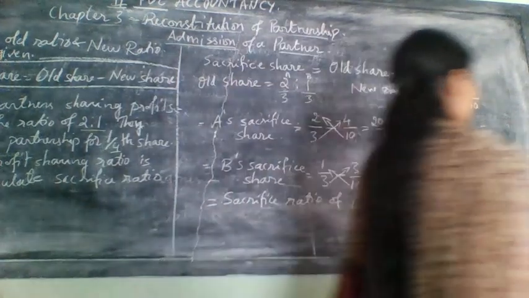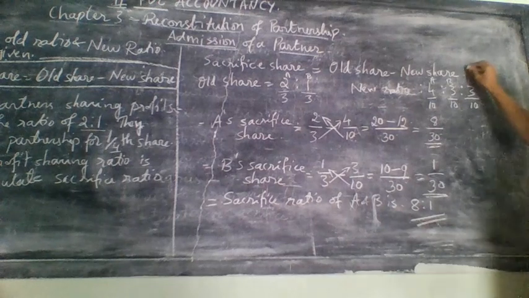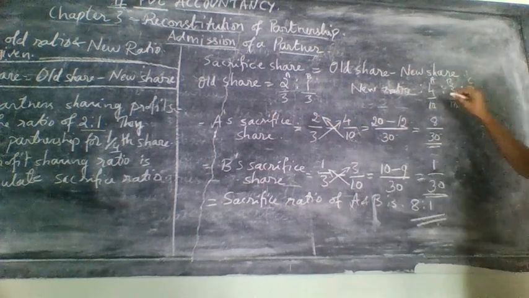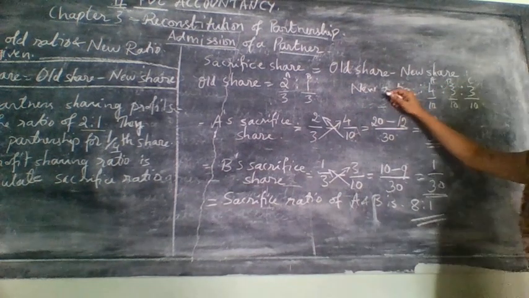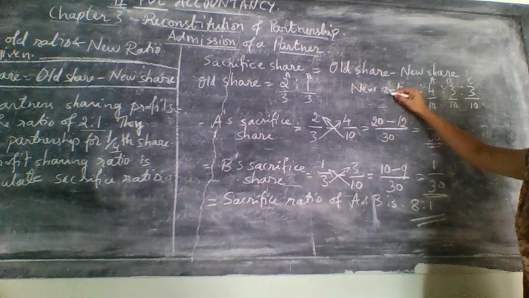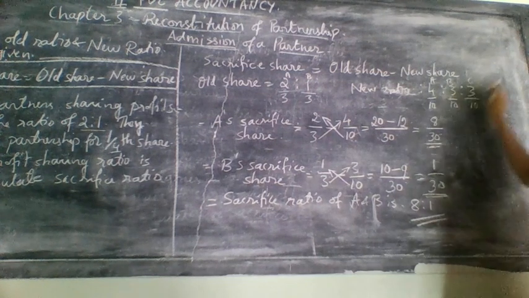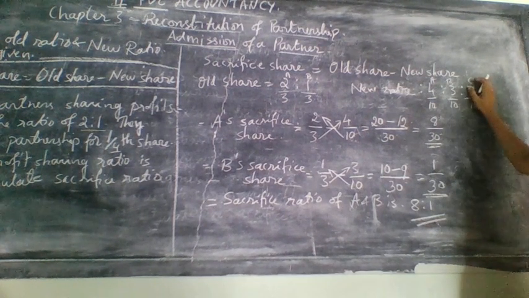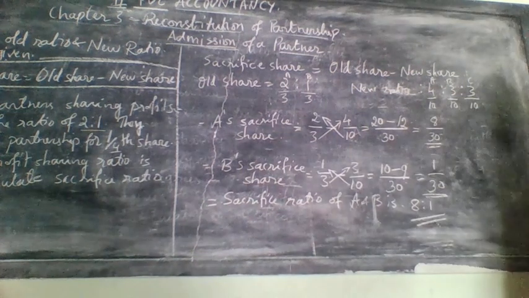Once again I will explain. First thing, without writing the formula, don't start the problem at all. First write the formula, then write what is the whole share given in the problem. Write the old ratio first, then convert it into proportion. Next write the new profit sharing ratio, or new ratio. After writing the new ratio, again you need to convert this into proportion. But one thing you should remember, no need to calculate for whom? The new partner, because these two will sacrifice and give it to him. That's why don't take this. Next, write A's sacrifice share.